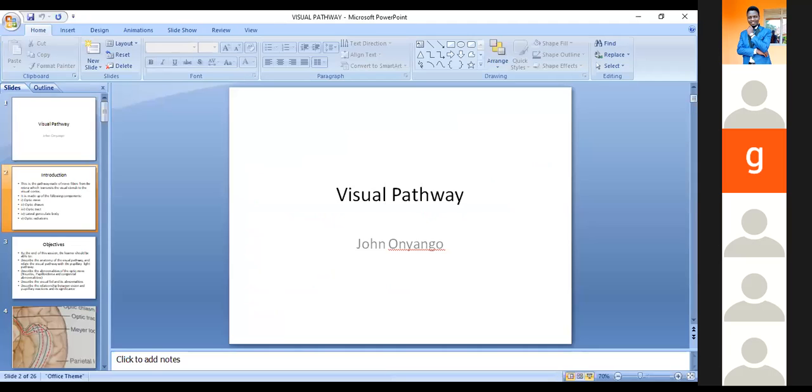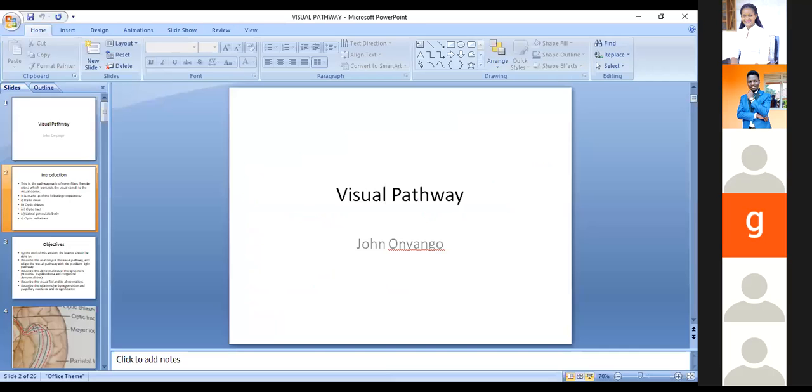So that is it. I hope we have answered our objective. We have described the visual field and the abnormalities, and we have described the relation between vision and pupil reactions.